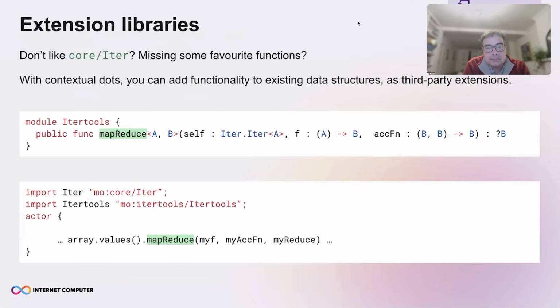Next slide, please. Another nice side effect of the dot notation with these self parameters is that it lets third parties extend the functionality that we've provided. Maybe you don't like using our iterator library, or something's missing, maybe you're missing MapReduce. Well, with self parameters, you can import another library that you've written or that a third party has written that declares a MapReduce function, and then you can just call it using the dot notation as if it were a member on the original Iter class that we provided. So that's kind of nice. Next slide.